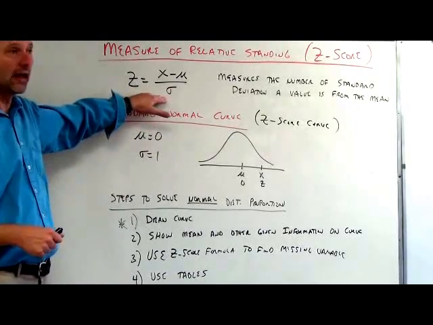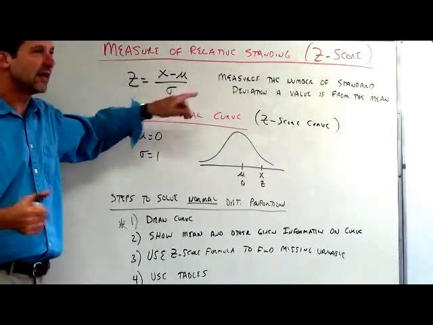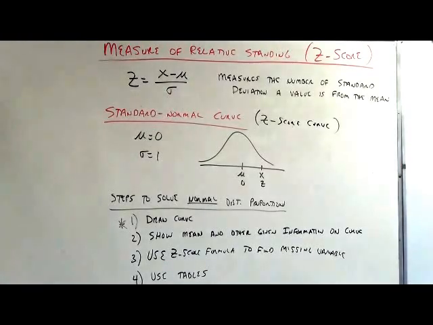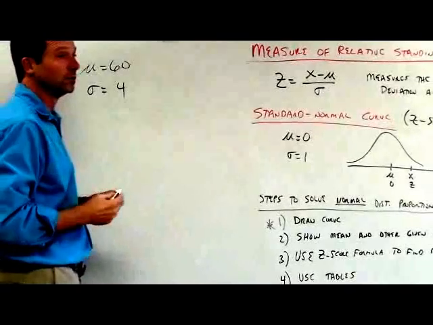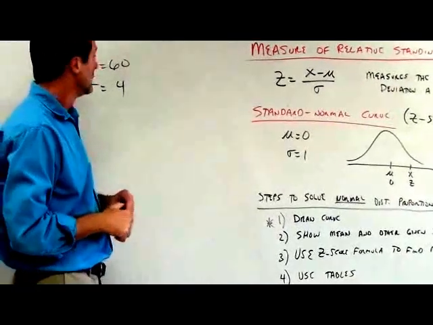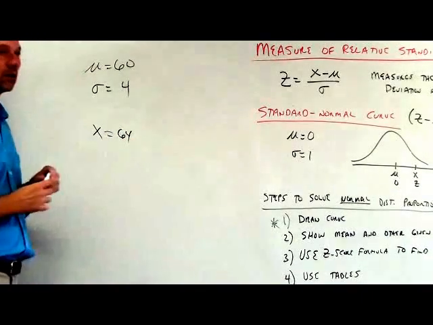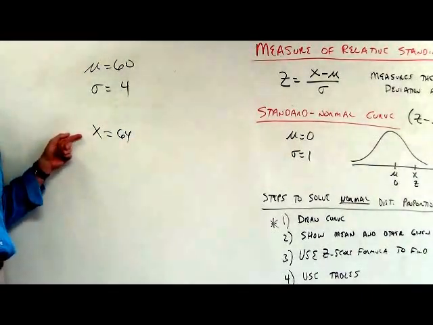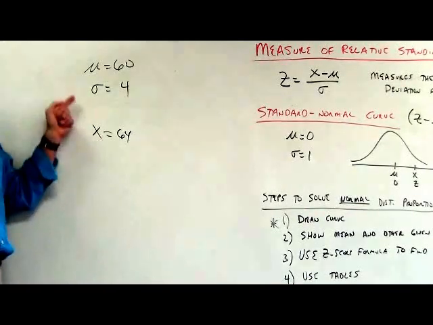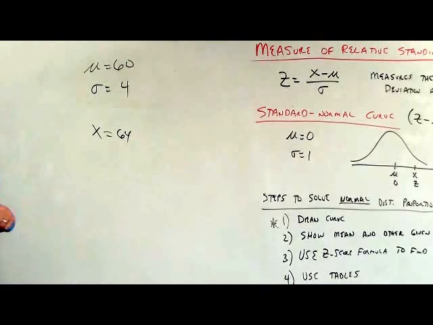So how do we calculate this measurement? It would have been pretty easy. Let's say the mean of a bunch of scores was 60 and the standard deviation was 4. Let's say I got a score of 64. You guys could do this one in your head, right? How many standard deviations away from the mean are you here? Just one, right? One standard deviation away.